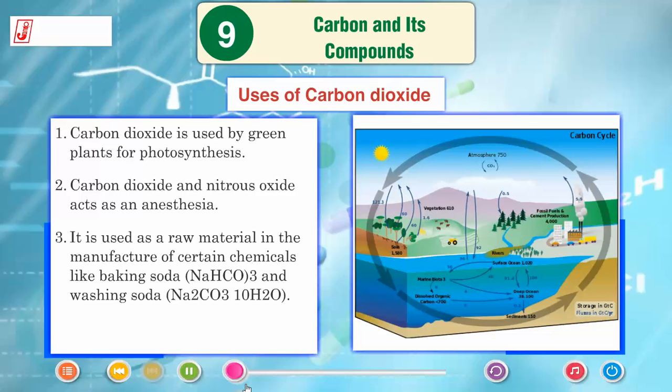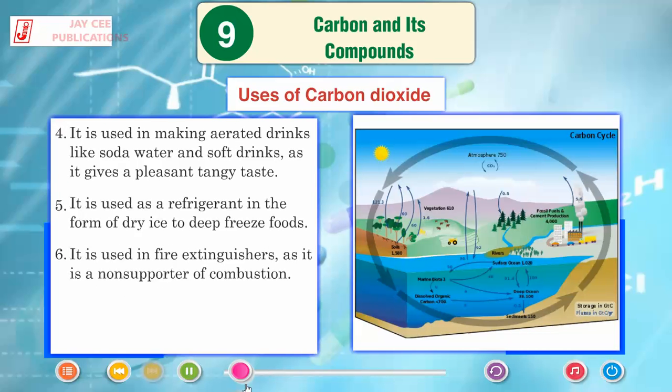It is used as a raw material in the manufacture of certain chemicals like baking soda, NaHCO3, and washing soda, Na2CO3.10H2O. It is used in making aerated drinks like soda water and soft drinks as it gives a pleasant tangy taste. It is used as a refrigerant in the form of dry ice to deep freeze foods. It is used in fire extinguishers as it is a non-supporter of combustion.